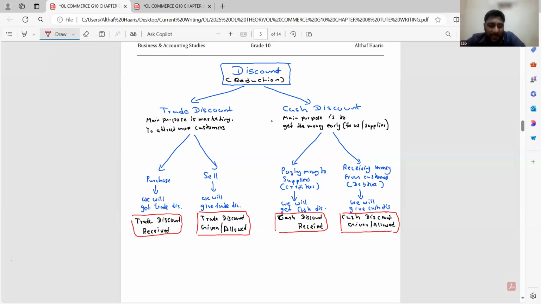Can anyone tell me what are the 2 items that we are not taking for the double entry system? Can anyone tell? Anyone who has studied this part in your schools? We take two items, we don't take two items.